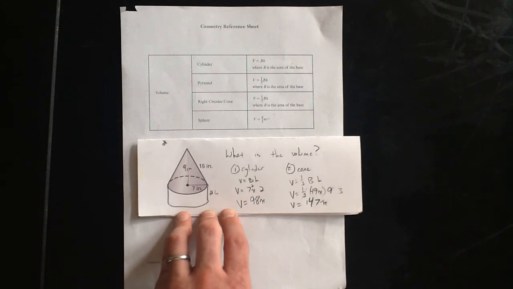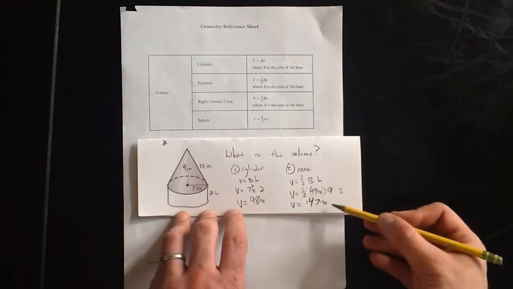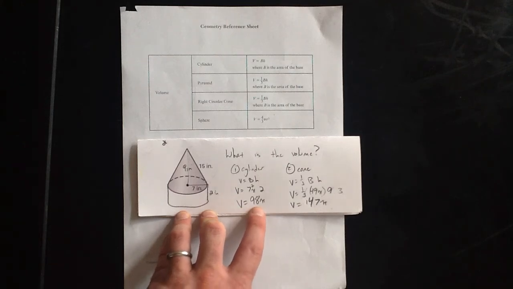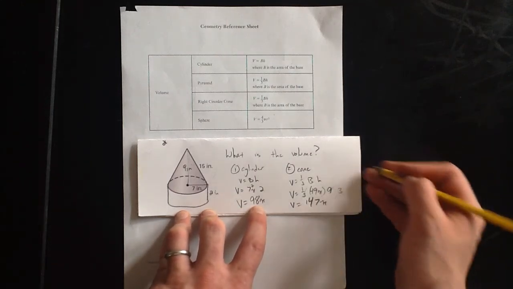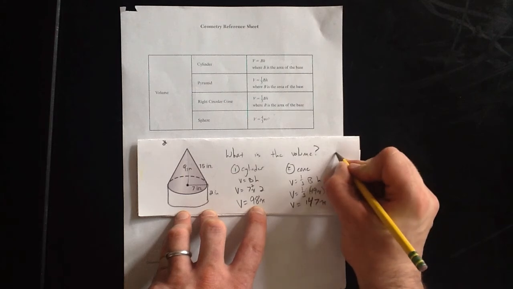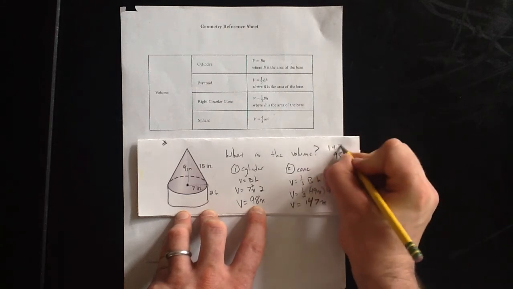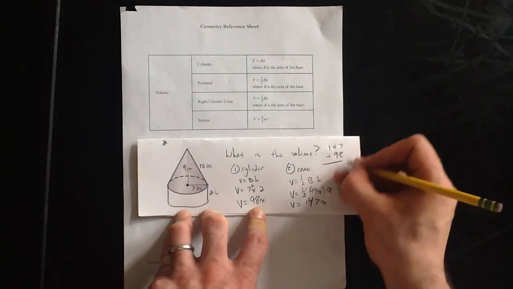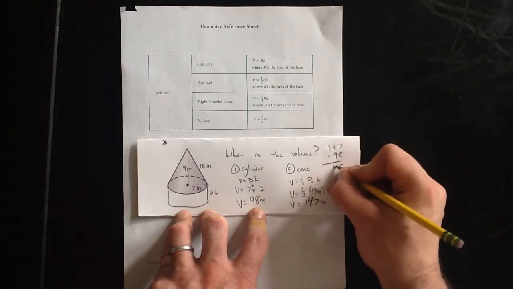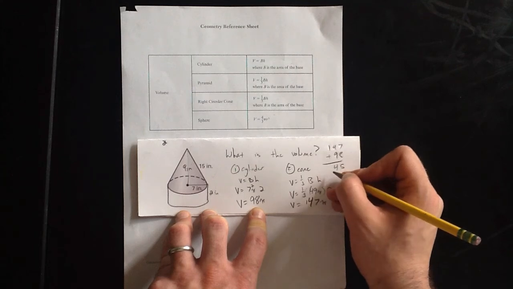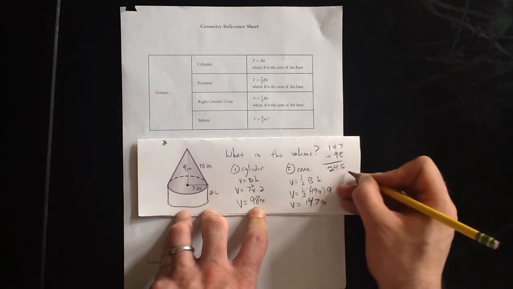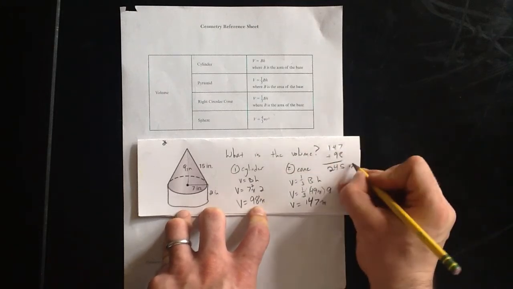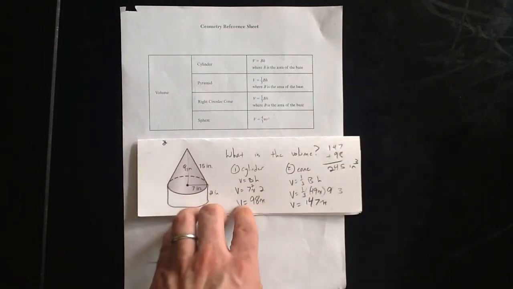Okay. So the volume of that cone is 147 pi. The volume of that cylinder is 98 pi. We got to add those together to find the total volume. So we're going to add them together, and we are going to end up with 245 pi inches. We're talking about volume, 3 dimensions, so we're going cubed.